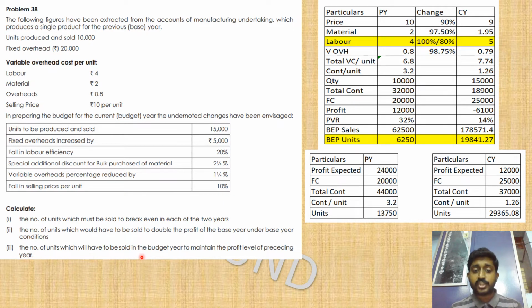Also, the number of units which has to be sold in the budget year, which means in the current year we are creating the budget for, to maintain the profit level of the preceding year. The same profit as the previous year I have to maintain.